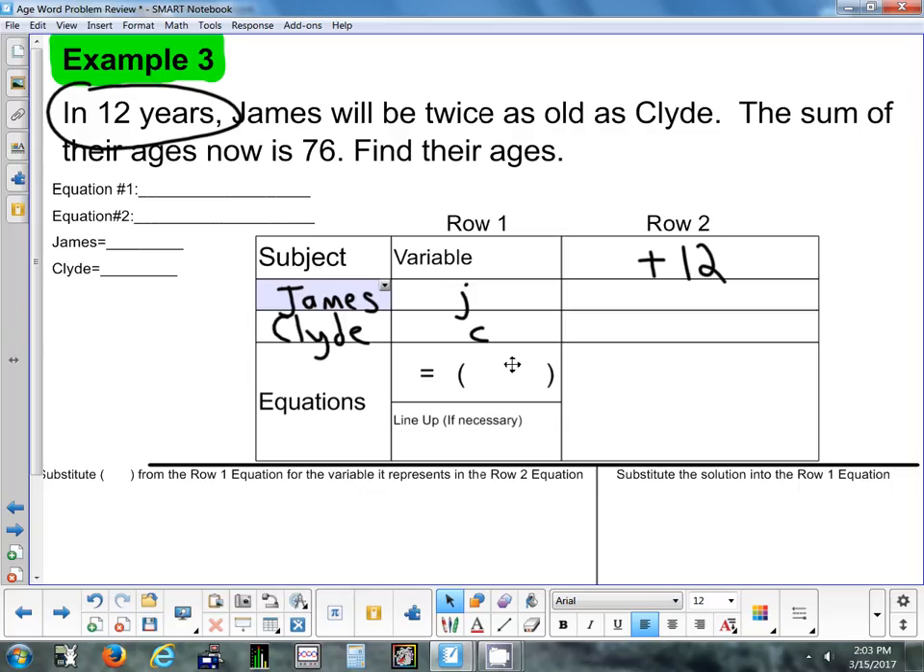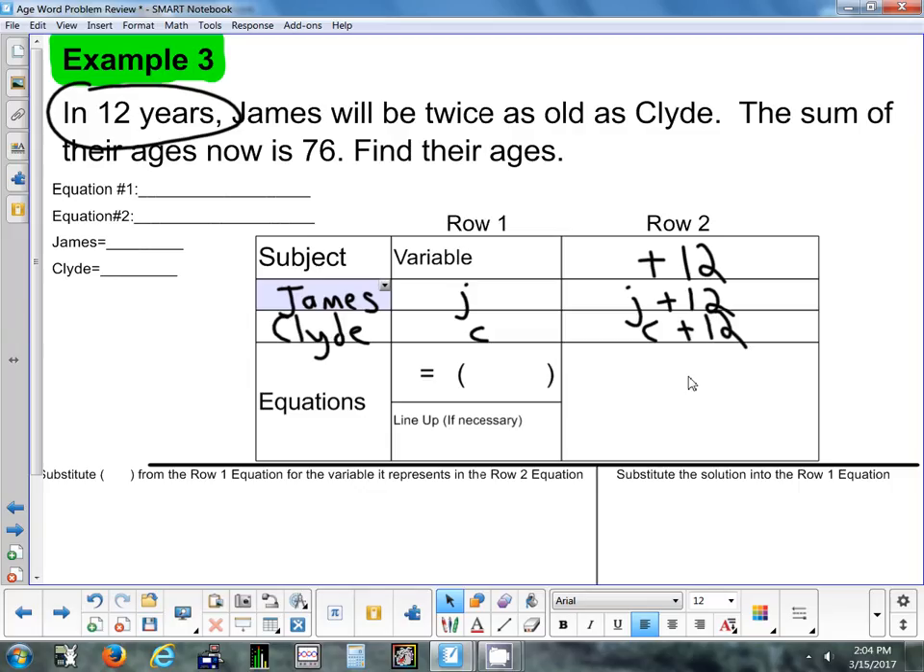Aiden, what am I going to write in this box right here? Perfect, J. Take the single variable, and because it's in a certain amount of years, I'll add a certain amount of years to it. Derek, what about Clyde? C plus 12. So I wrote this information here. This is James, this is Clyde. Where am I going to use this information? In the equation. This is going to deal with the first sentence.